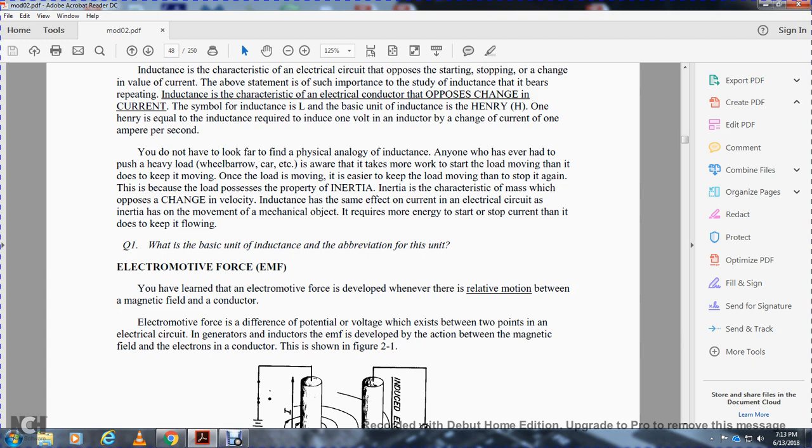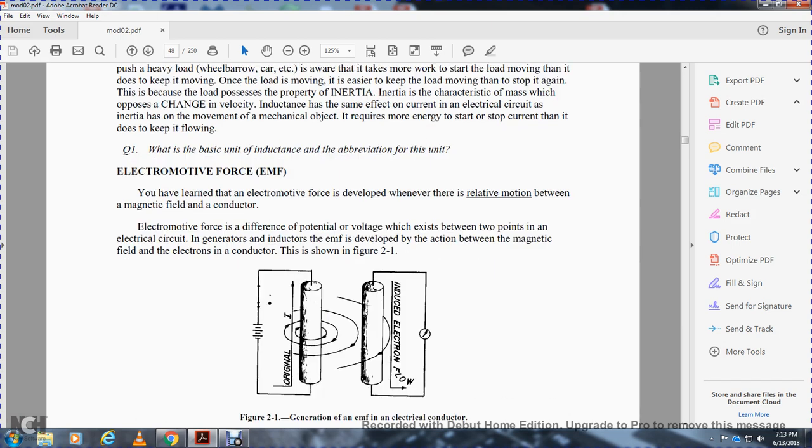Electromotive force is the difference of potential, or voltage, which exists between 2 points in an electrical circuit. In a generator, the EMF is developed by the action between the magnetic field and electrons in a conductor, as shown in Figure 2.1. Figure 2.1 shows the generation of EMF in an electrical conductor.